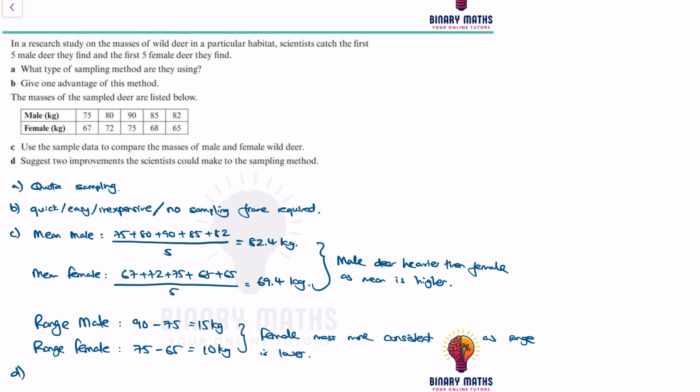D, suggest 2 improvements that the scientists could make to the sampling method: increase sample size, and the second thing could be catch deer at random times of the day rather than all at the same time.